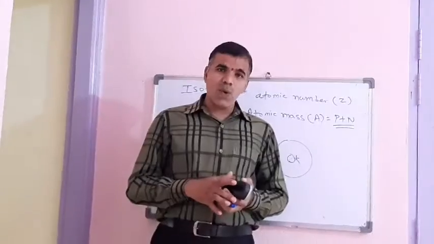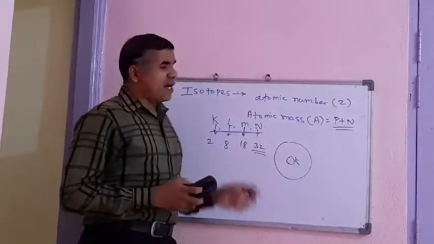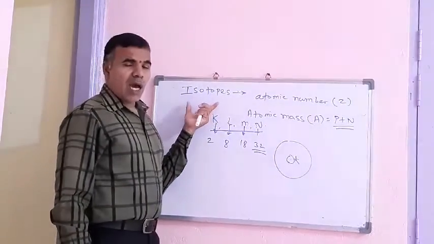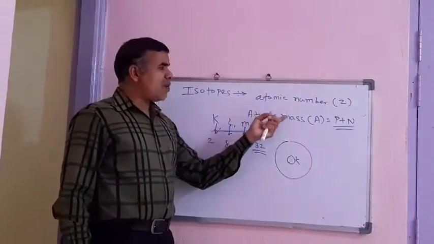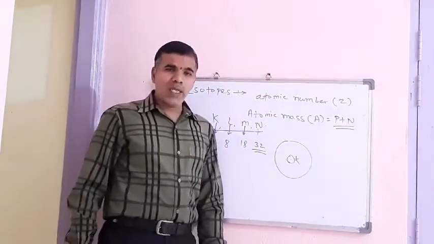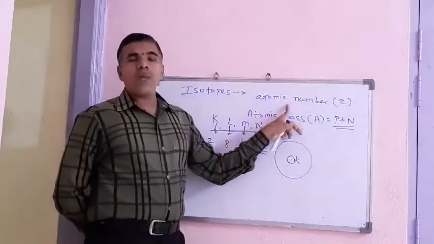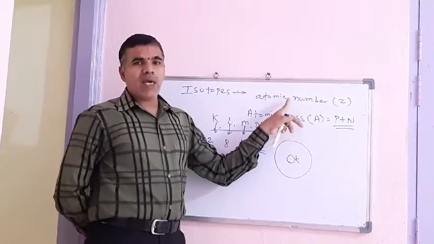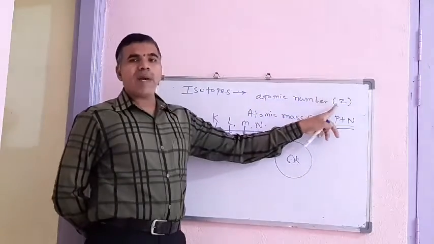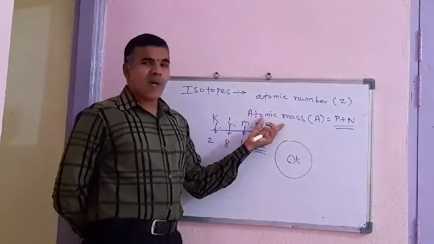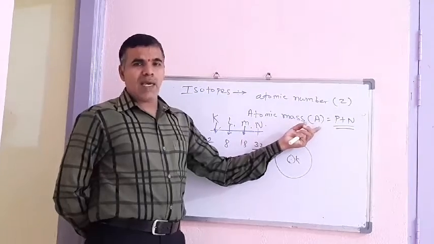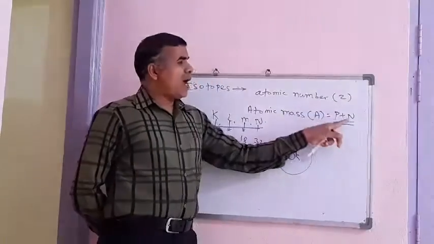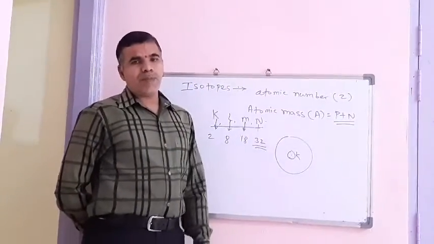So in this period we are going to discuss isotopes. Look at this. Isotopes are based on atomic number and atomic mass number. Atomic number means the number of protons. The number of protons in an atom is called the atomic number. It is denoted by the letter Z. Atomic mass number is denoted by the letter A. Atomic mass number is the sum of protons and neutrons in an atom.